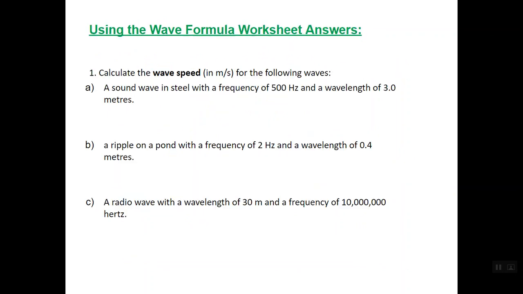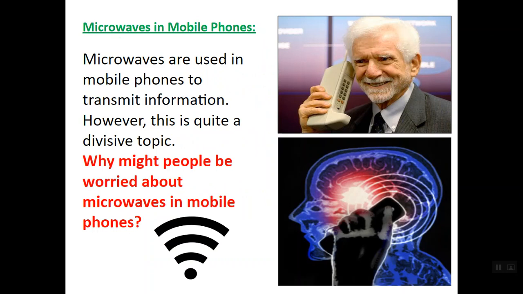Now, once you've done that, you are going to move on to a written task. So mobile phones have microwaves in them, they transmit the information. Now, there's a lot of evidence to say that microwaves are actually really bad for you, and putting them next to your head, which is what you do when you answer the phone or you talk on the phone, is really bad for your brain.